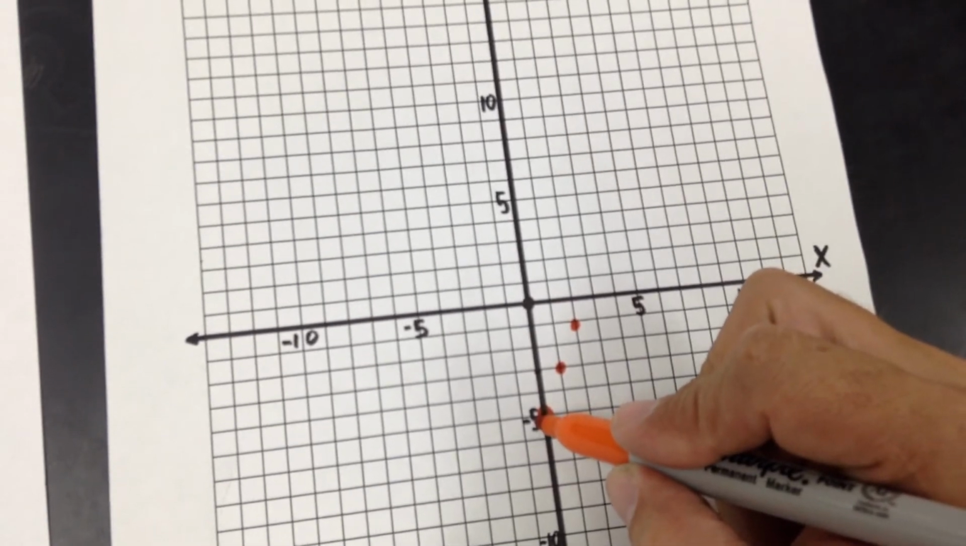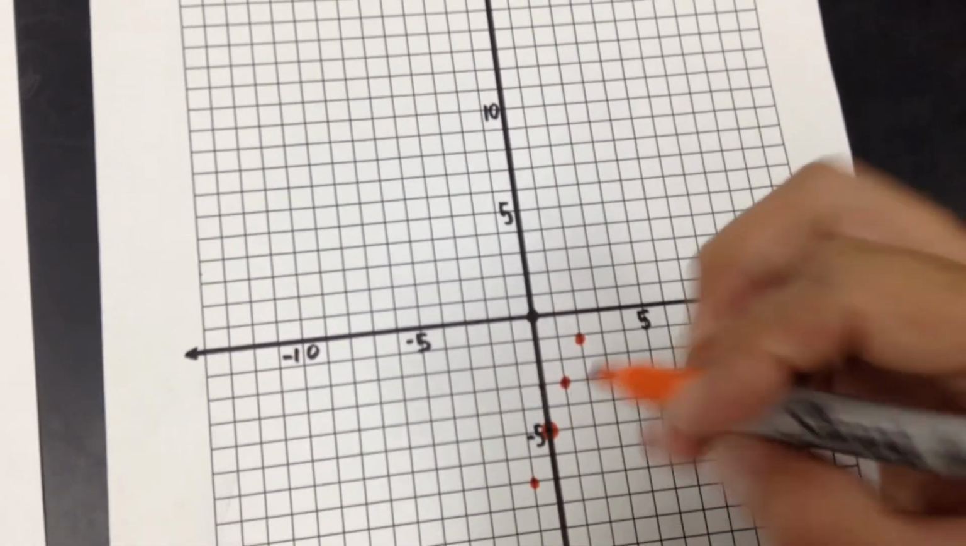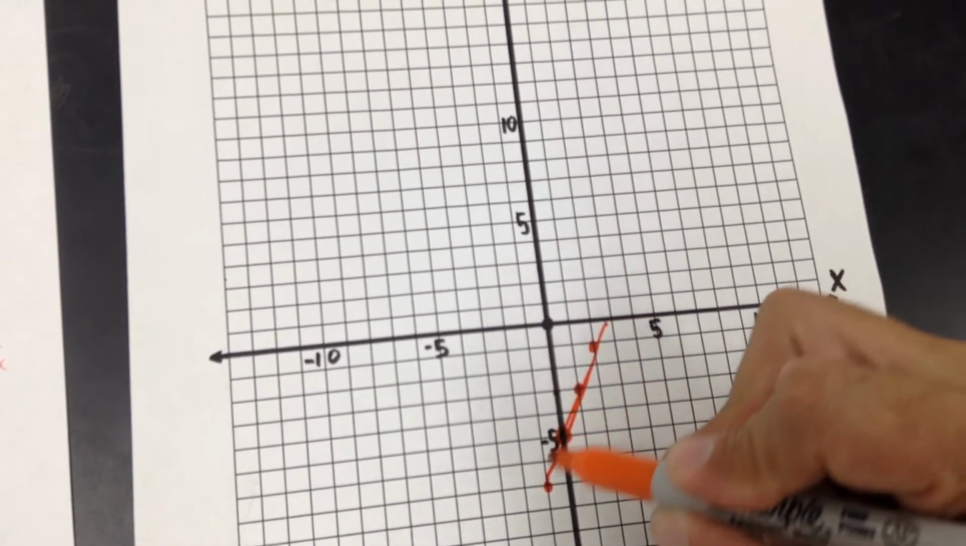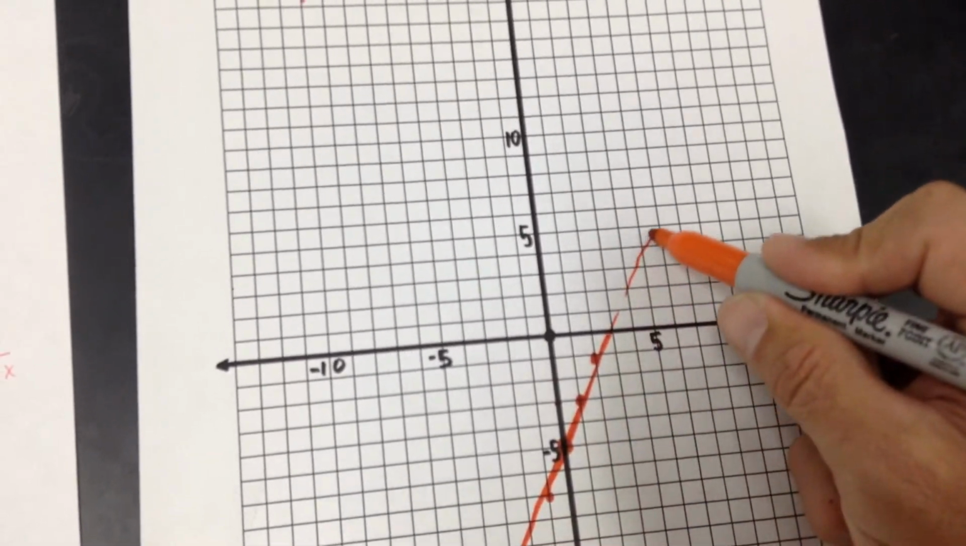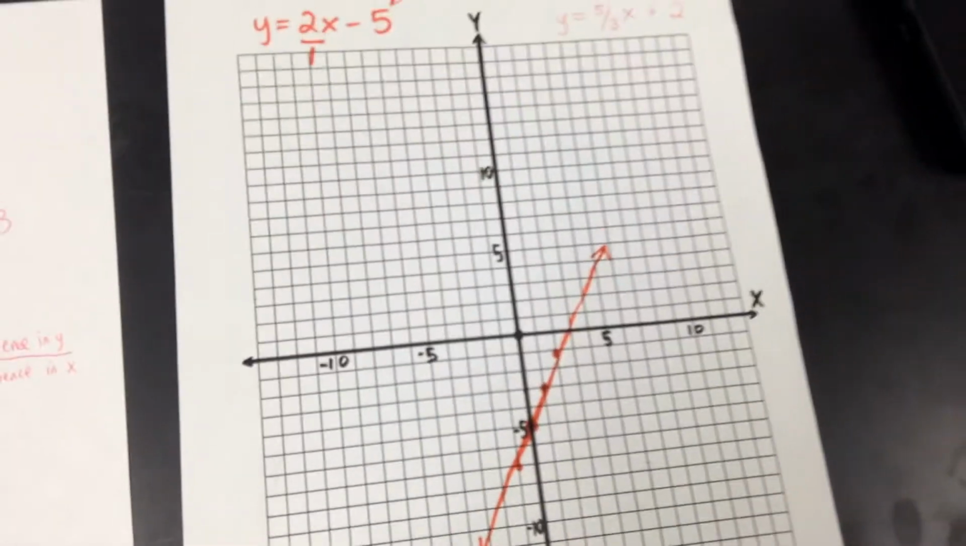I can work backwards if I want to by doing the opposite. And as you see, I have a straight line. Even though I may not draw it straight, it is a straight line. And that's where that line would be.